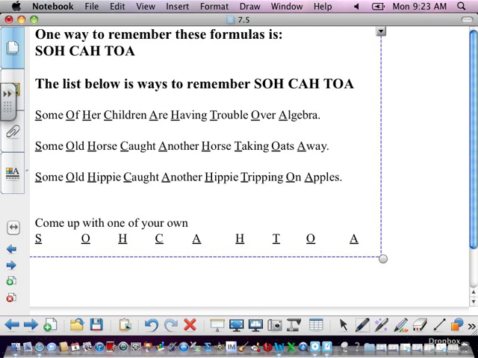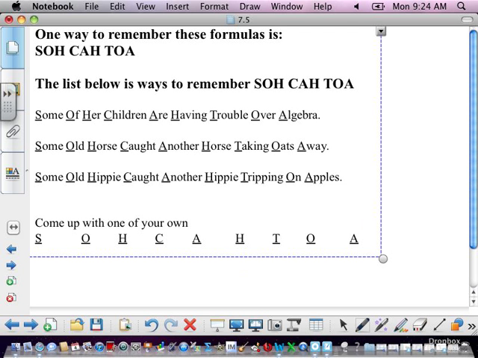Okay? So one way to remember them, a lot of people remember SOHCAHTOA. Okay? SOHCAHTOA. Sine, opposite over hypotenuse. Cosine, adjacent over hypotenuse. And tangent, opposite over adjacent. So how are you going to remember SOHCAHTOA? Here are three possibilities.